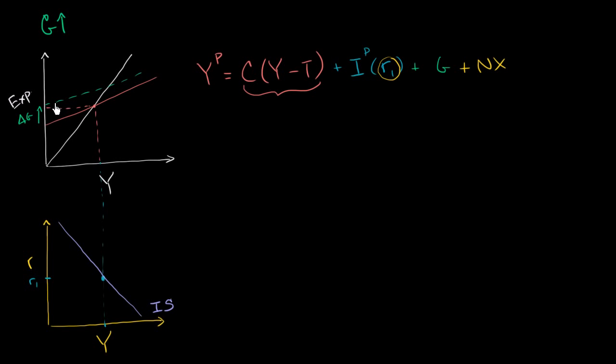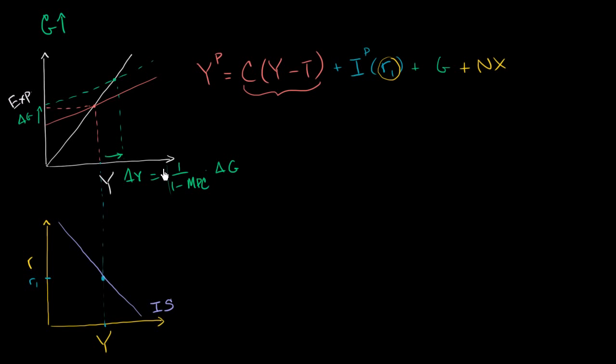Let me draw that a little bit neater. It would shift this curve up, and you would get to a new level of income, or equilibrium level of real GDP. And that amount, this delta Y, which is this amount right over here, is going to be equal to the multiplier, which is 1 minus the marginal propensity to consume, times our change in government spending. But you don't have to worry about this too much for the sake of this video. That's just a little bit of a review.